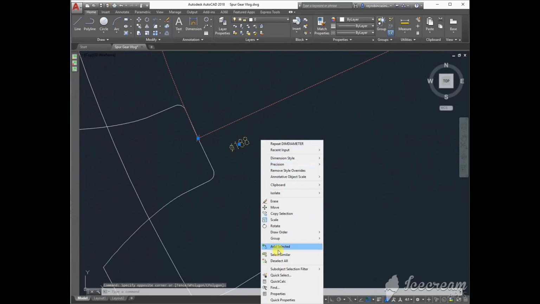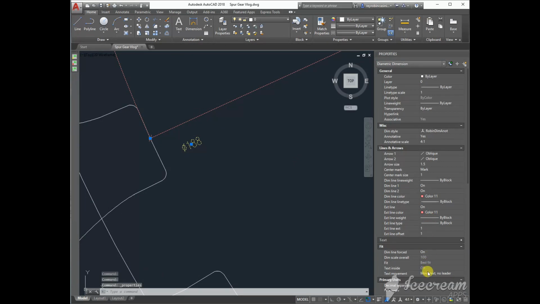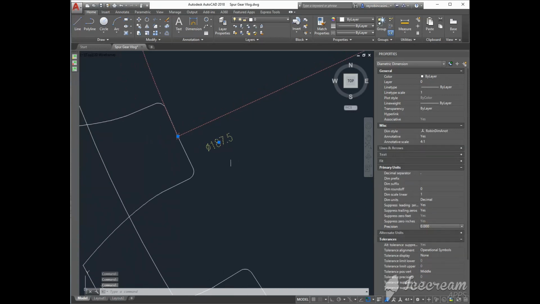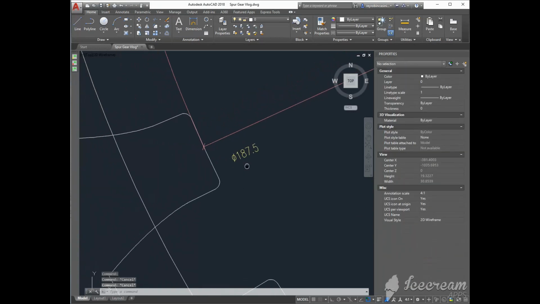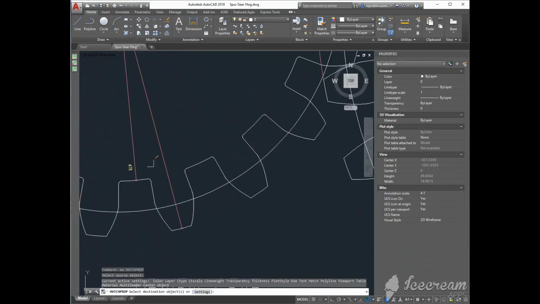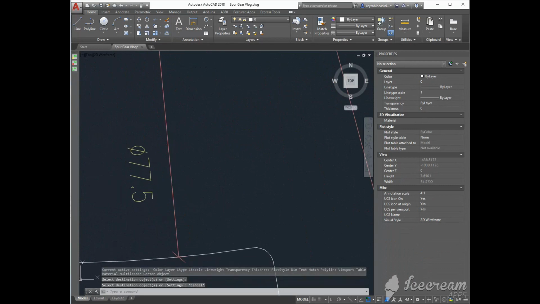Let me adjust the precision of this parameter. Decimal. Okay, now it's showing 187.5 diameter, and this is now 77.5.